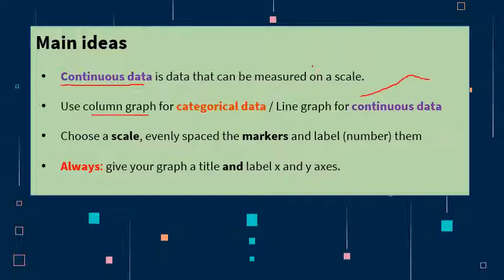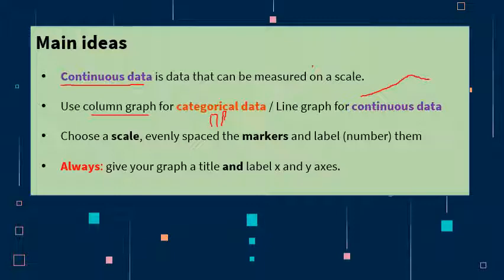Column graph is better for categorical data where it's just like a point in time. So it's like, what is everybody's favorite pizza topping as of today? I've got my pizza toppings as my categories, and then I just do my counts and create my columns to compare them. Make sure you choose a scale for your graphs.